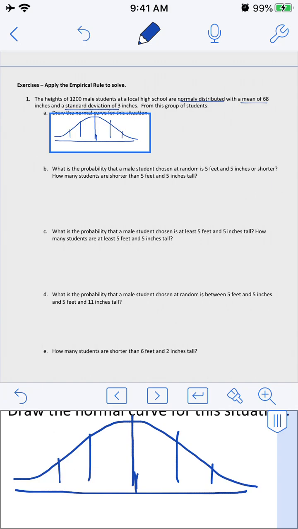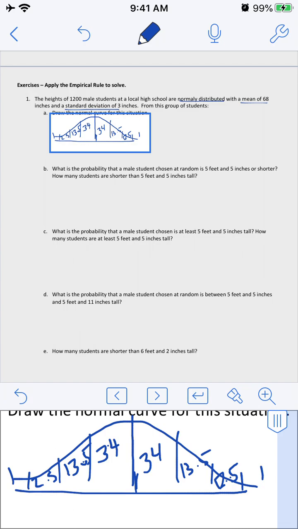All right, we'll fill in some lines. Here was that 34%, 34%. This is the 13.5. This is the 13.5. We have a 2.5, a 2.5, and a 1. And remember, that all comes out of the fact that they told us it's normally distributed.